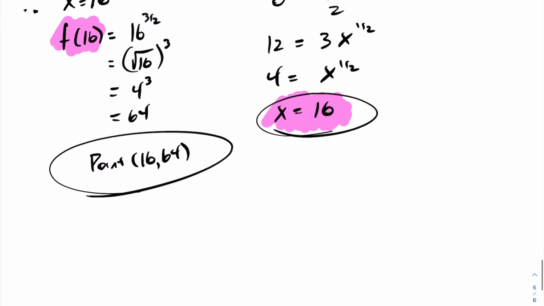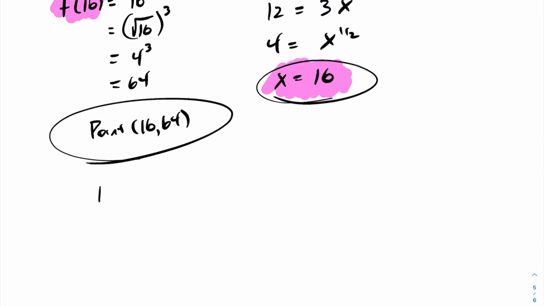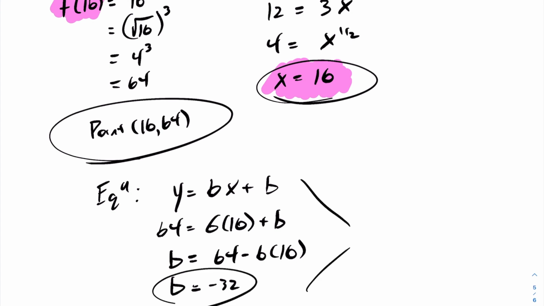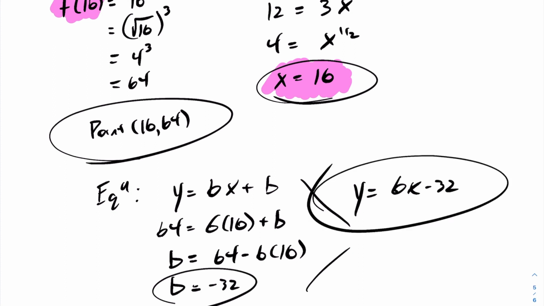Now to find the actual equation, the equation of that line is going to be y equals, we know the slope at that point is 6, so it'll be 6x plus b. Subbing our point in here, we can go ahead and solve for b, in which case I get b equals 64 minus 6 times 16, and that y-intercept is equal to negative 32. Putting this all together, the equation of the tangent line that is parallel to the line given in the question is y equals 6x minus 32.